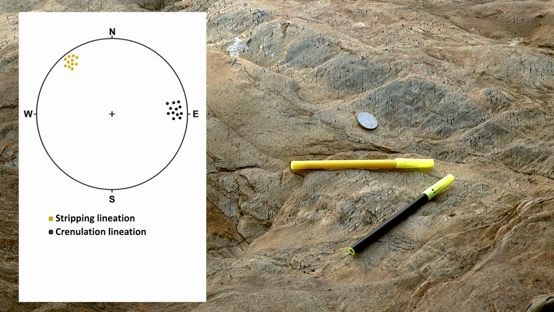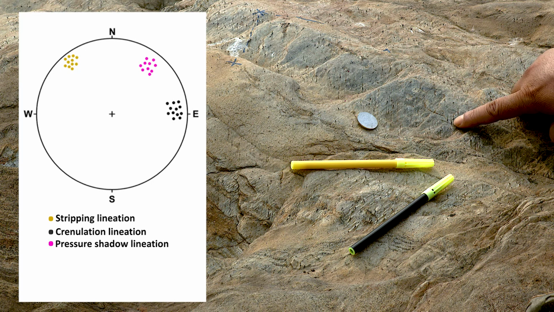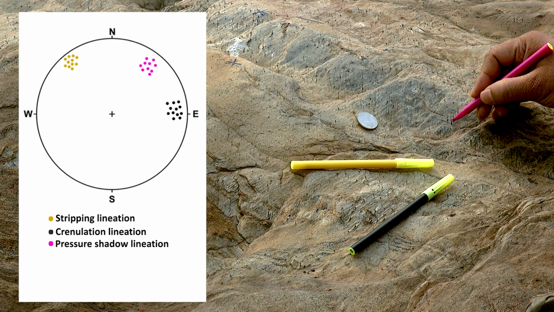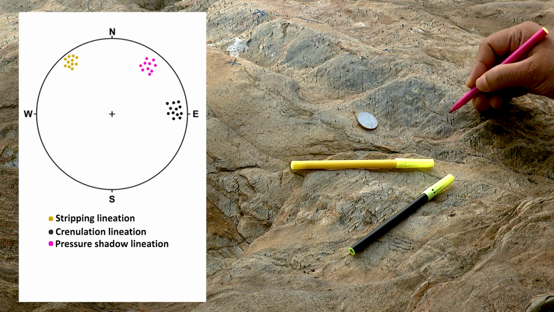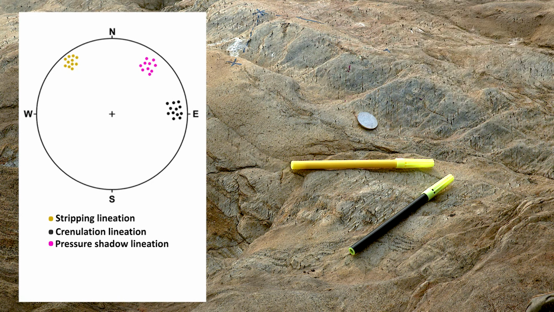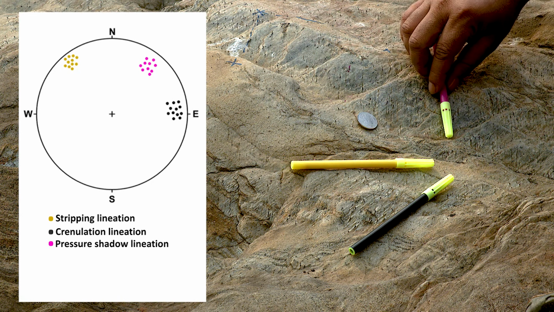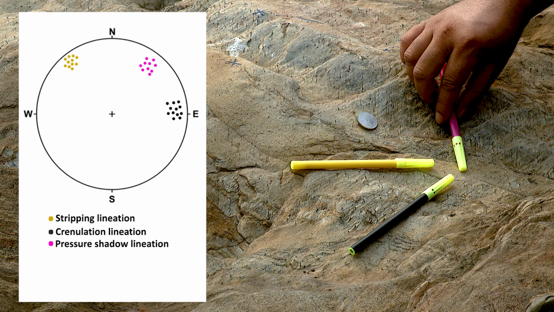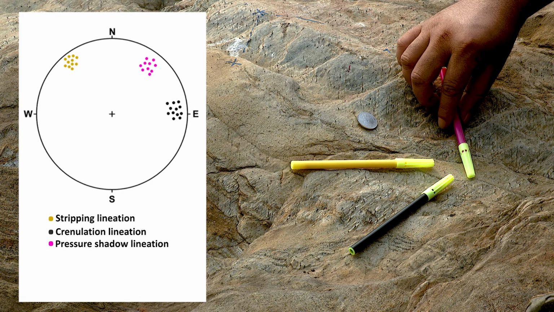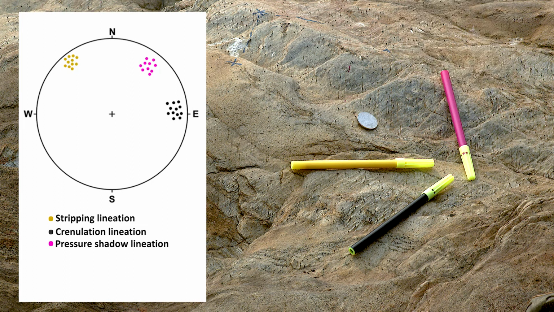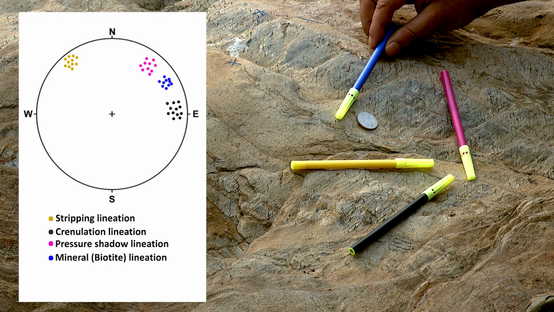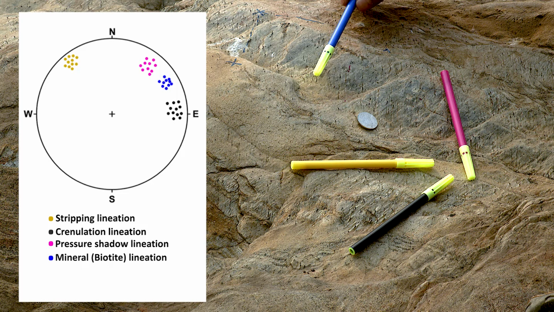Then we have pressure shadow lineation, which is defined by the occurrence of garnet and the shadows on both sides of the garnet grains. So, these are the garnets here, here, here and all along, and the pressure shadow orientation is like that. Then we have mineral lineations defined by the biotite grains and their orientation here. Let me place it properly somewhere so that you understand.